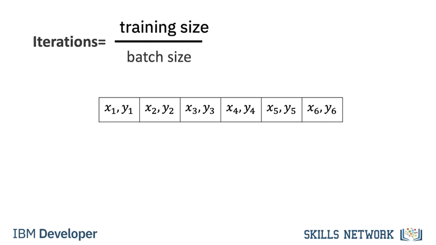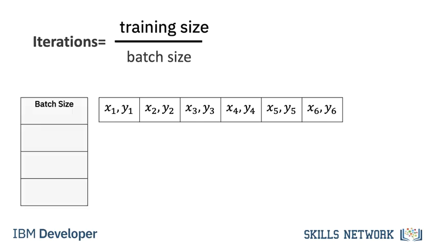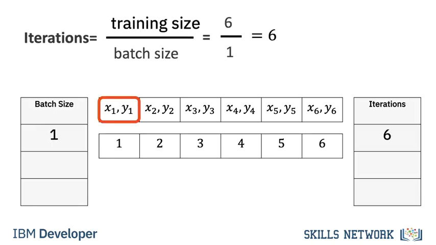To obtain the number of iterations, we simply divide the number of training examples by the batch size. Let's verify that. For a batch size of 1, we get 6 iterations. We can verify this pictorially. We see for each iteration we use 1 sample.